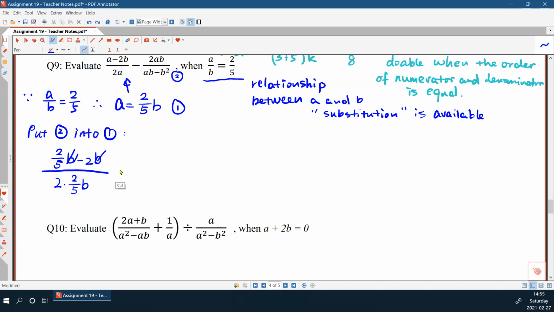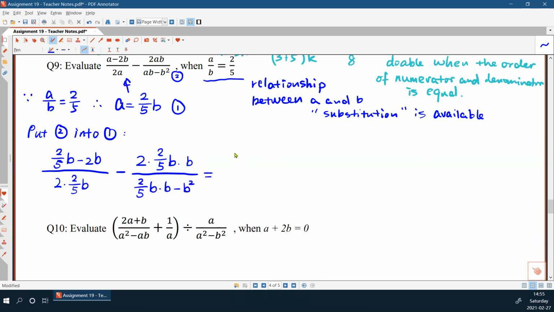Okay, let's do this later. And the second part becomes 2 times a. A is 2/5b, and times a b. Okay, next, in the denominator, you have a times b, which is 2/5b times b minus b squared, right?